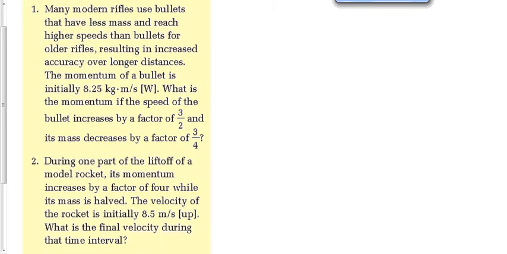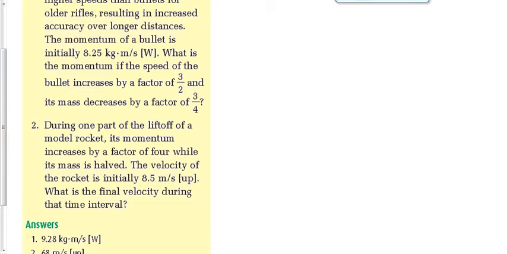Time to have a look at question number 2 here, everyone. Number 2 says, during one part of the liftoff of a model rocket, its momentum increases by a factor of 4 while its mass is halved. Does that make sense? You picture this rocket taking off, right? Its momentum goes up dramatically as this rocket starts going faster and faster through the air, but its mass decreases dramatically. It doesn't take very long for the mass of the rocket to decrease by a huge amount because it's burning so much fuel as it goes up into the air, right? The velocity of the rocket is initially 8.5 meters per second upwards. What's the final velocity during that time interval?